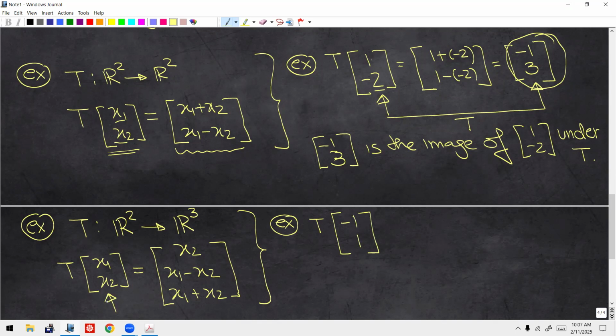So this is my vector in R^2. x1 is minus 1, x2 is 1. What happens to this vector? Well, according to this, we get x2 as the first component. So we get 1 because x2 is 1. Then we get the difference of the two components. So x1 is minus 1, so we get minus 1 minus 1. So we get negative 2. And then we add them together. So if you add these two together, we get 0. So that's how that vector is going to get transformed under that one. Is that okay? All right.